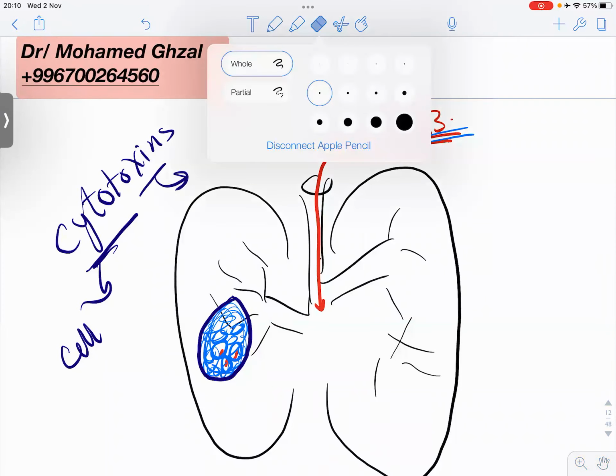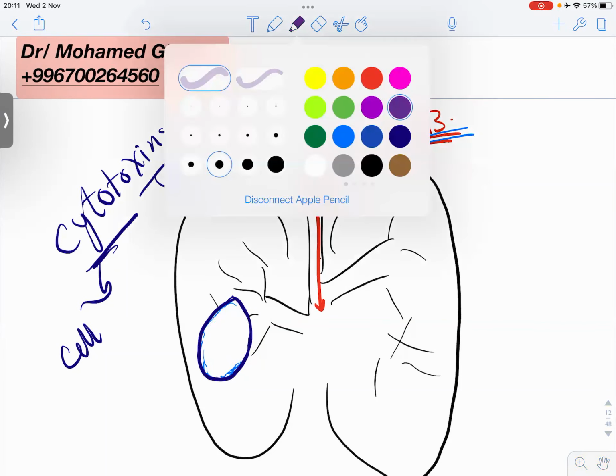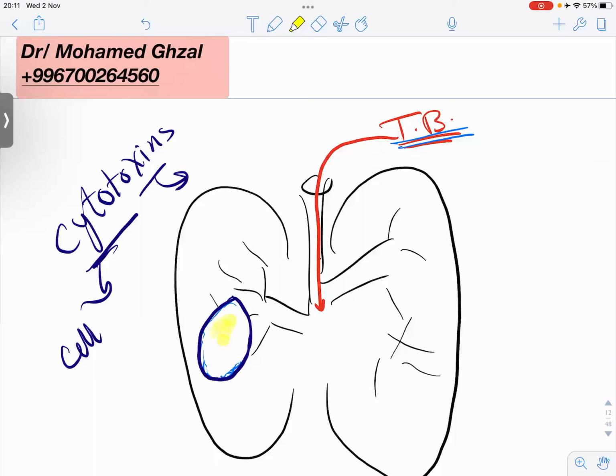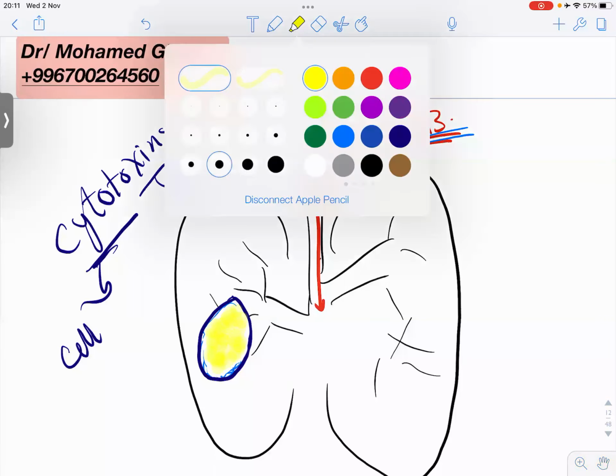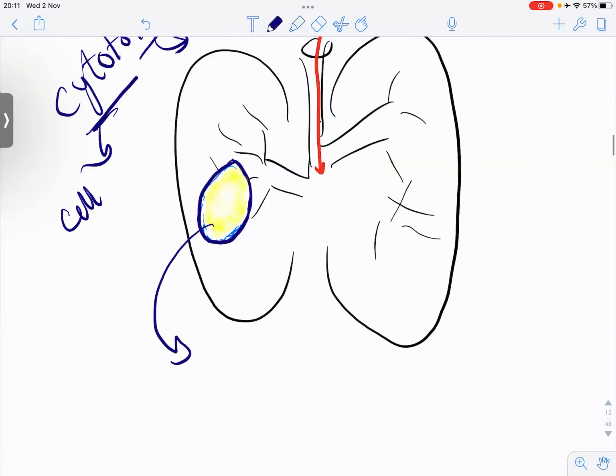leading to death of all this part of the tissue, and this will convert into yellowish white color. It's called caseation.